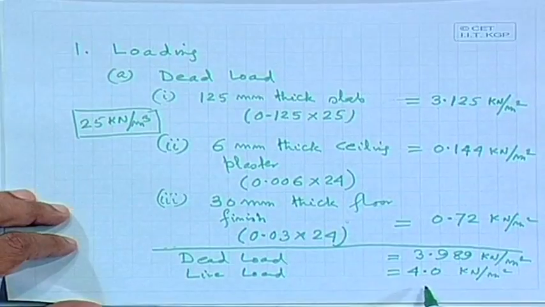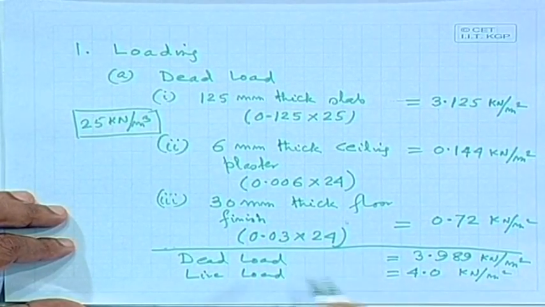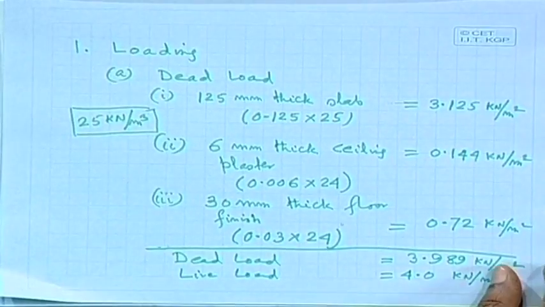When we do one full problem, one building, at that time we shall take care of what we have to do and how to analyze all those things. Okay, so let us assume here 4 kilonewton per square meter, that means say 400 kg per square meter, as the live load. So, we have dead load and the live load.